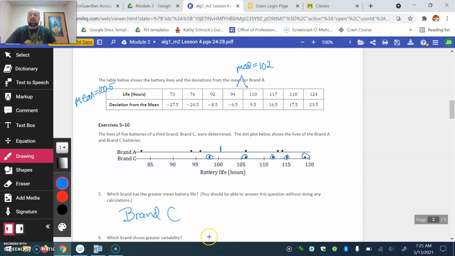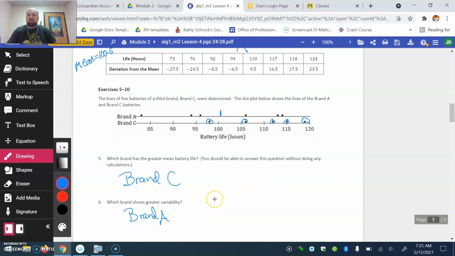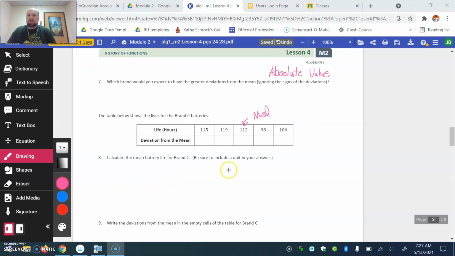Which shows greater variability? In other words, which one is spread out more? Variability, if we're looking at a dot plot, is going to be which one is spread out more. If we're looking at a histogram, it's going to be which one has higher bars, and well, actually, which one is spread out more on the histogram as well. But it could be the bars as well. So obviously, this is going to be brand A.